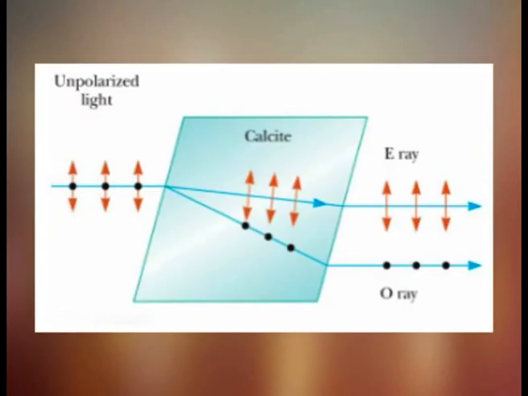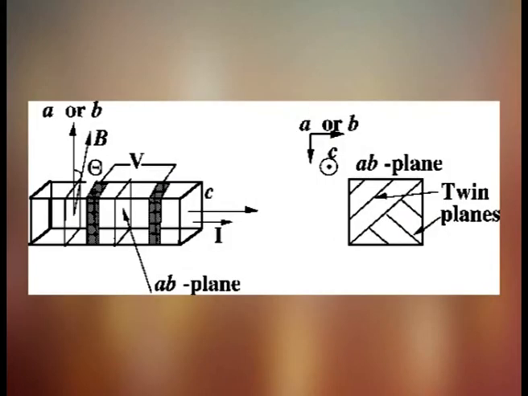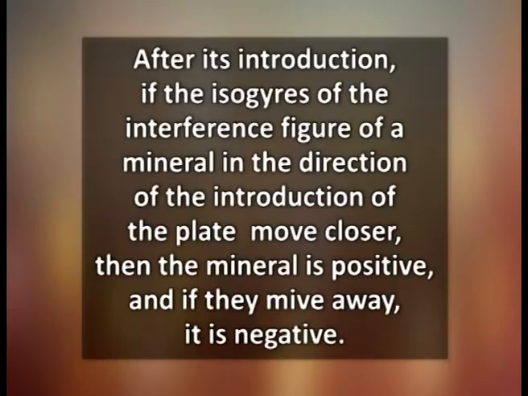For this, it is inserted between the polarizer and analyzer through the slot in the tube above the objective and is so oriented that the Z direction makes an angle of 45° with the planes of vibration of the nicols. After its introduction, if the isogyres of the interference figure of a mineral in the direction of the introduction of the plate move closer, then the mineral is positive, and if they move away, it is negative.